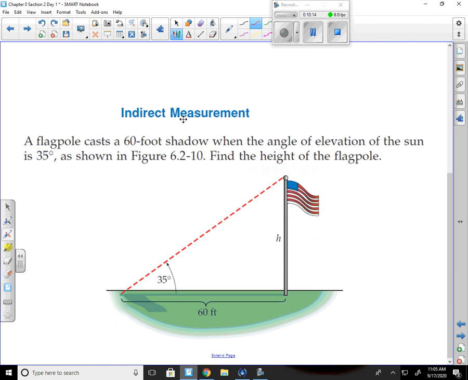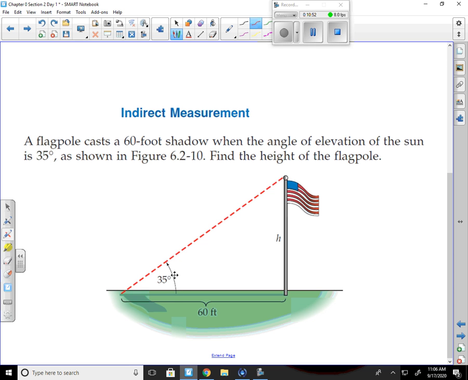We can use this to do indirect measurement. So a flagpole casts a 60-foot shadow when the angle of elevation of the sun is 35 degrees. Find the height of the flagpole. So this means that if I have this angle of elevation of 35 degrees and a flagpole with this height h that we don't know, if I know that it's 60 feet from here out, I can find this side, or how high the flagpole is, just based off the angle of elevation being 35 degrees.